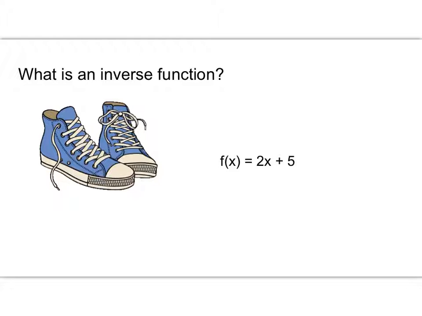So if we look at inverse functions from a mathematical point of view, and we consider the function f of x equals 2x minus 5, if we take any value of x and plug it into f of x, what happens to that value of x? Well, first we multiply it by 2 and then we subtract 5. So something that would undo that would involve addition and division.